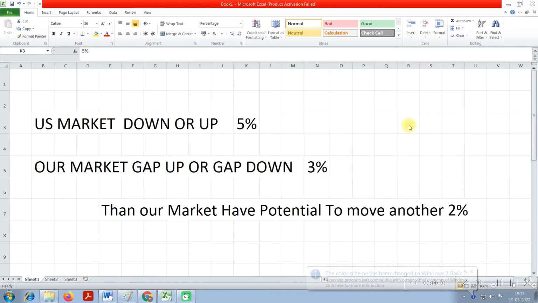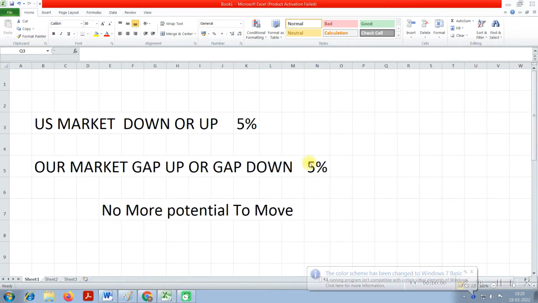Now you can understand clearly: if the US market closes 5% down or up, and our market opens with 3% gap down or gap up, then our market has the potential to move another 2%. That means the US market is down by 5%, our market opens with 3% gap down, so our market has another 2% to move. I have two strategies for gap up and gap down. According to the US and Europe market close, we can discuss them one by one.